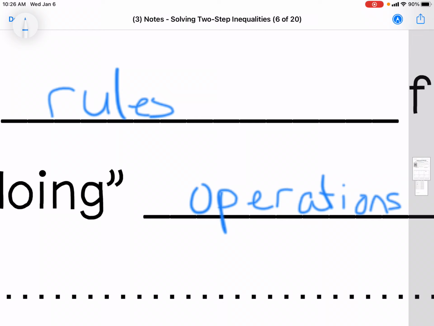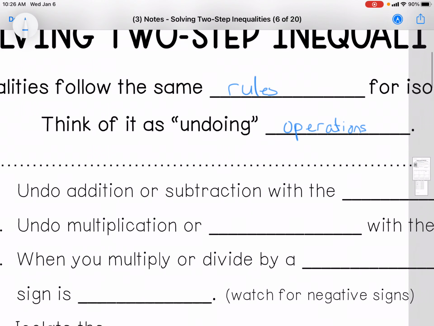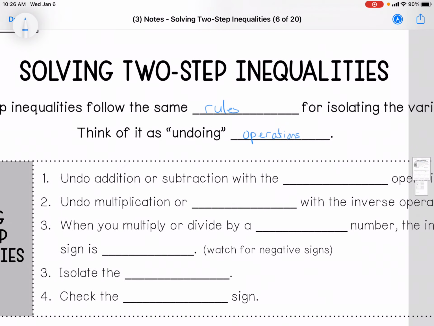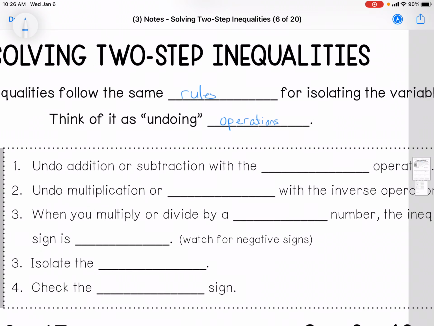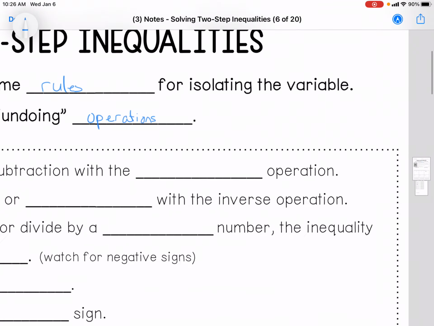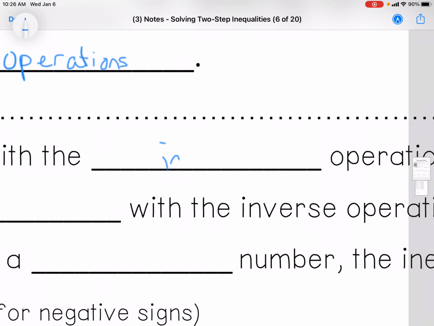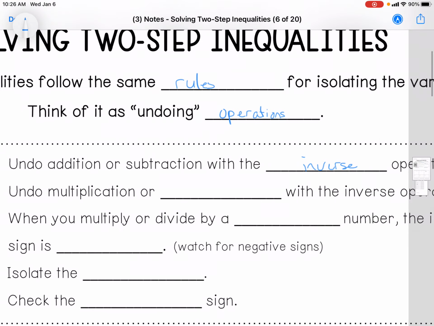Two-step inequalities are the same thing as one-step inequalities, which is the same thing as one-step equations and two-step equations. It's all the same, except there's one additional step, which we talked about in one-step equations, and that's sometimes you'll have to flip the inequality if you multiply or divide across by a negative. Anyways, step 1, undo addition or subtraction with the inverse operation. Same steps as two-step equations.